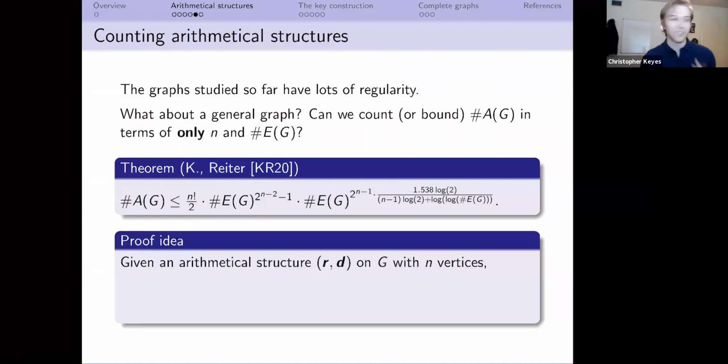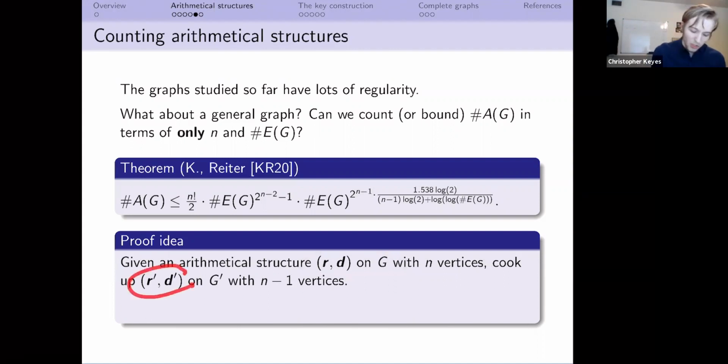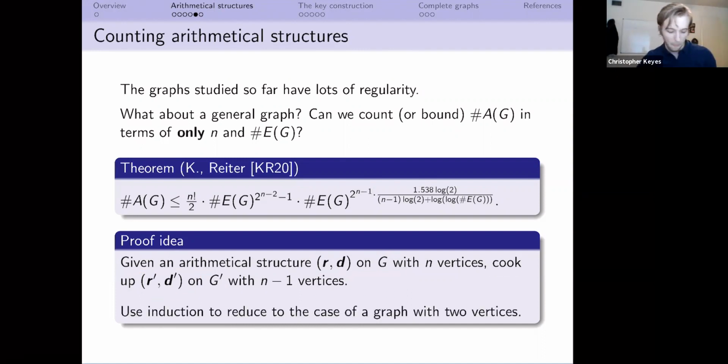So really quick, let's just give a rough sketch of the proof. The idea is we start with an arithmetical structure on G with n vertices. And Tomer and I cook up an arithmetical structure, which I'll call R prime and D prime, on some graph G prime with n minus 1 vertices. So this is the key construction that we came up with that we use in the proof by induction. Okay, so I'm not actually proving anything. This is actually a fair bit of work. And then once we use induction, we reduce it to the case where we have a graph with 2 vertices.